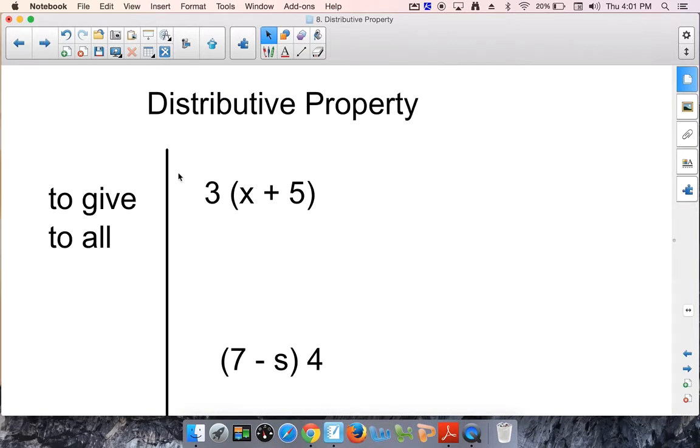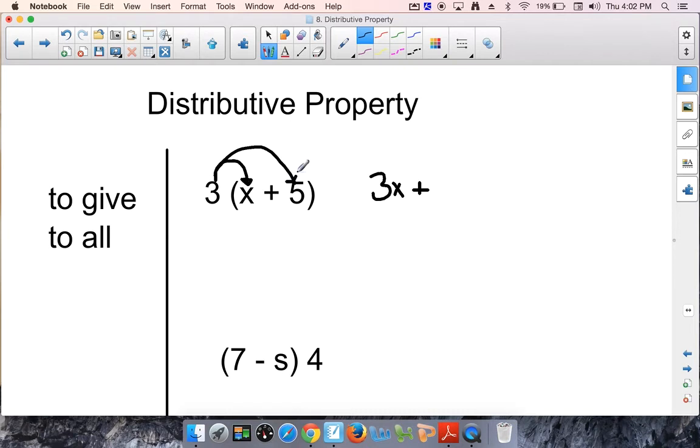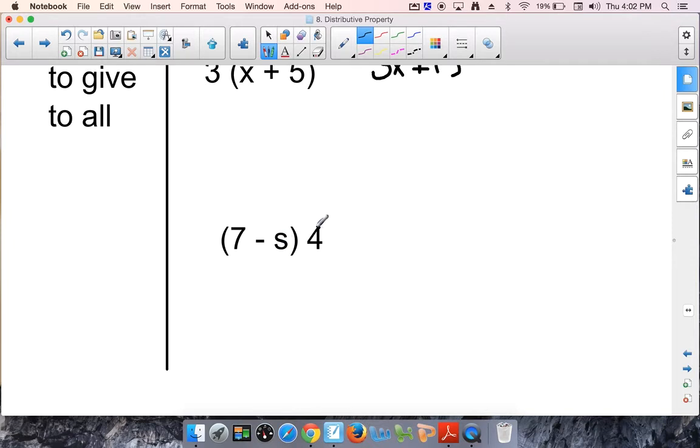So a way to think of it is to distribute or give to all. So I want to give the 3 to the x, which would give me 3 times x, which is 3x. I want to bring over my sign, and then I want to give the 3 to the 5, because 3 times 5 is 15. All I'm doing is thinking of this as a package or a classroom, and I've got to give it to each of them. So in this case, 4 times 7 is 28 minus my 4 times my s. And those are my answers.